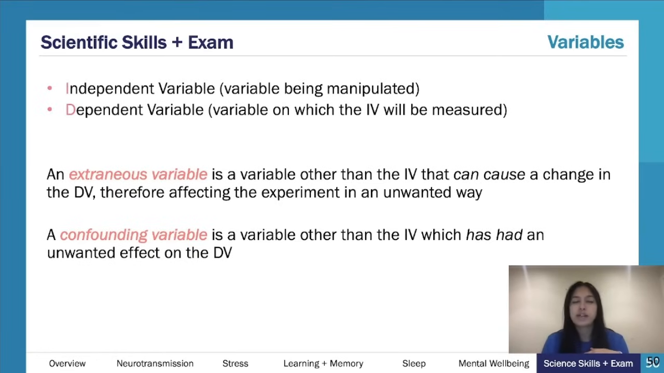One may have been diagnosed yesterday. You've got one who's had Alzheimer's for 10 years. You've got one that's got really rapidly progressing Alzheimer's. That is obviously going to have an effect on this study and the dependent variable. And that's something that you haven't controlled for.